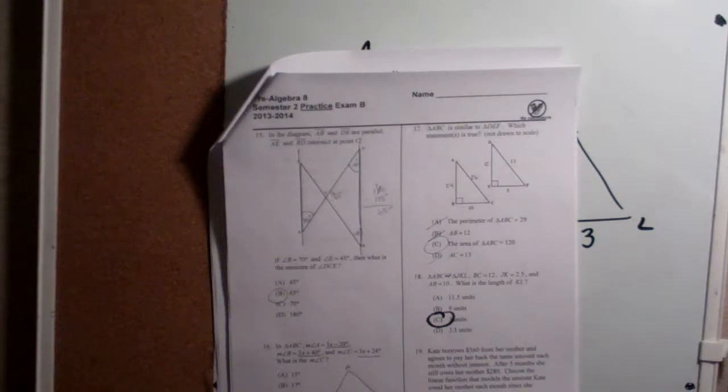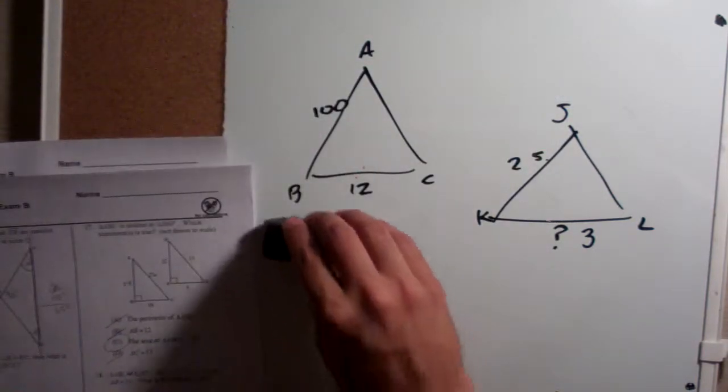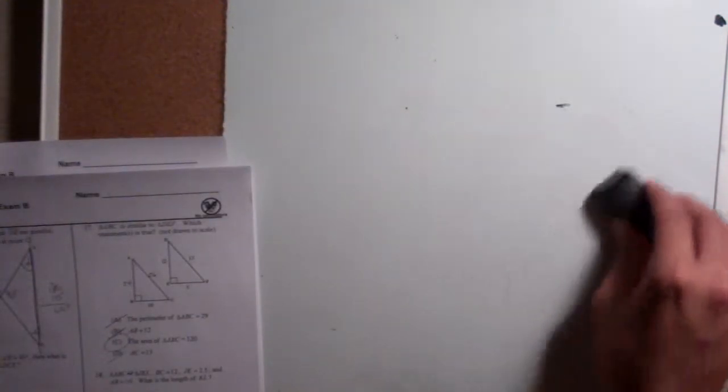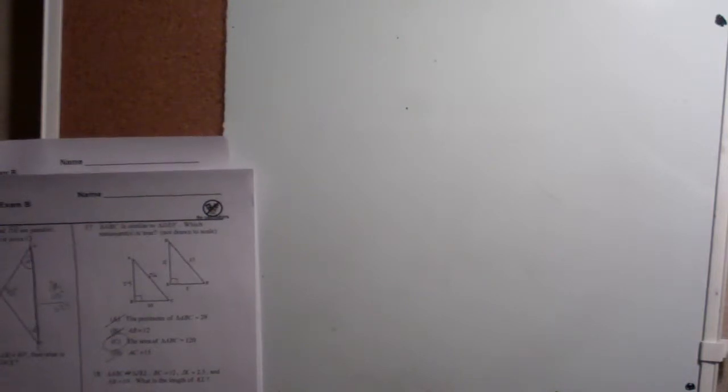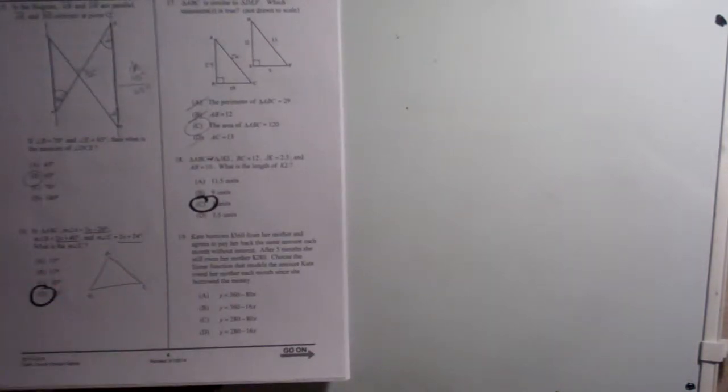All right, number 19. We're close to the end. Number 19 says Kate borrows $360 from her mother and agrees to pay her back the same amount each month without interest. After 5 months, she still owes her mother $280. Choose the linear function that models the amount Kate owed her mother each month since she borrowed the money. We're given 4 equations.